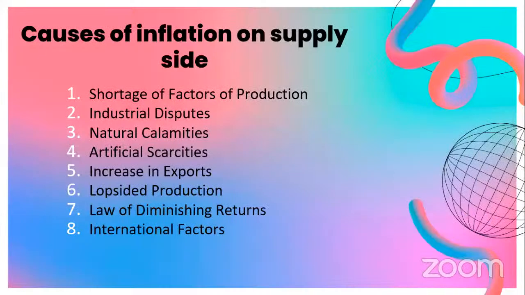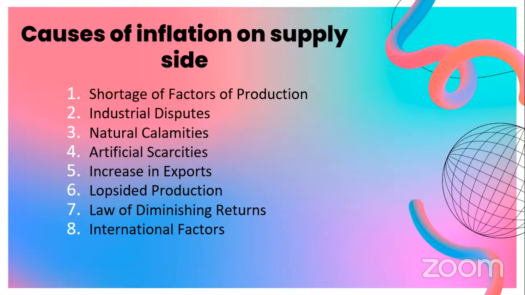And the next is the causes of inflation on the supply side, as opposed to the demand side we heard before. First is shortage of factors of production. One important cause affecting the supply of goods is the shortage of such factors as labor, raw materials, power supply, capital, etc. They lead to excess capacity and reduction in industrial production, thereby raising prices.